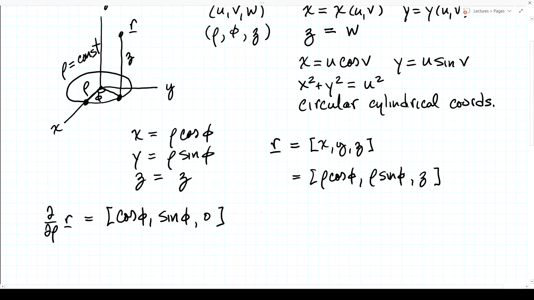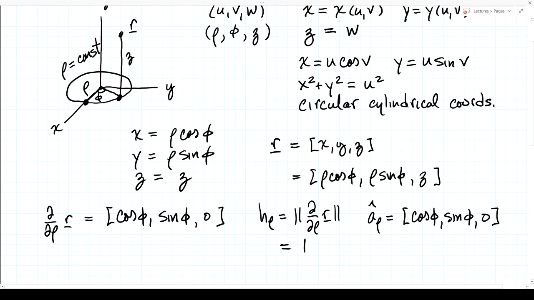We define the scale factor, h sub rho, to be the norm of this vector, d by d rho of r. And then the unit vector, a hat sub rho, would be this vector divided by its norm, which in this case is just equal to 1 because it's the square root of cosine squared plus sine squared of phi, which is 1. And so the unit vector is just cosine phi, sine phi, 0. And the scale factor is equal to 1.